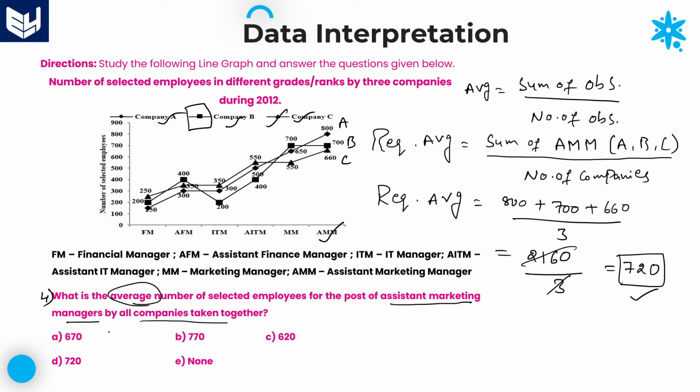Once look at the options. Among the options, 720 is there at option D. Therefore, our required answer for this question is 720. Option D is the right answer for this question.